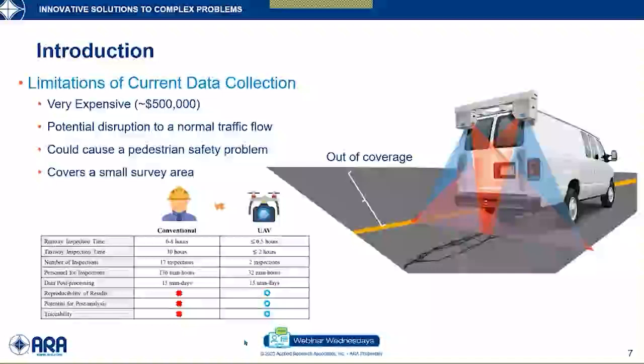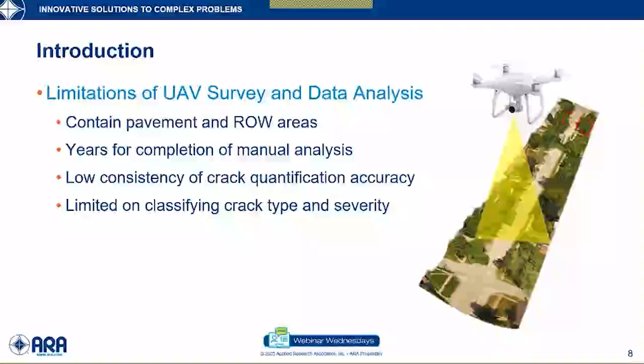Despite the recent advances in UAV applications, there are still some limitations to the pavement assessment. First, unlike images captured by cameras mounted on the vehicle, UAV images contain the pavement areas, medians, trees, and sidewalks. And these surrounding areas might affect the accuracy of the crack detection. Plus, it has been reported that manual pavement distress analysis usually takes years to complete. So many automated crack detection approaches using artificial intelligence, AI, or deep learning have been proposed for the data analysis.